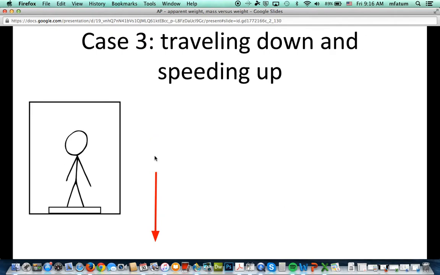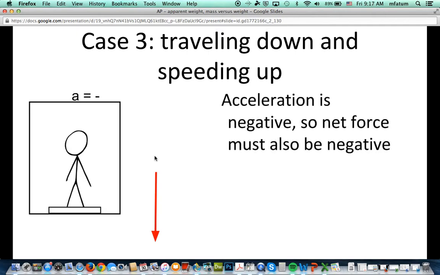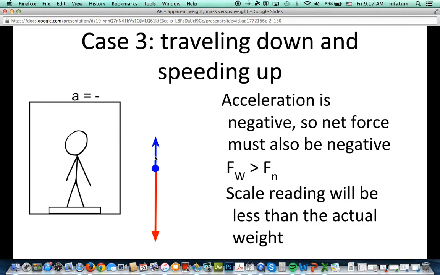Case 3, traveling down and speeding up. So again, if I'm traveling downwards, I'm traveling in a negative direction. And if I'm speeding up, the acceleration is going to point in the same direction. So acceleration must be negative. And so that means my net force must also be negative. So this case is very much like the previous case, where the scale reading is not going to be as big as the weight force. So I'm going to be weighing less than what I actually do weigh. And so that's why you kind of feel that initial lift up when you're falling in the Tower of Terror.